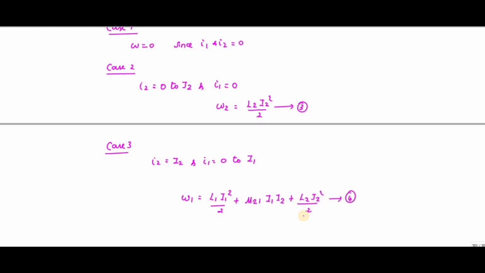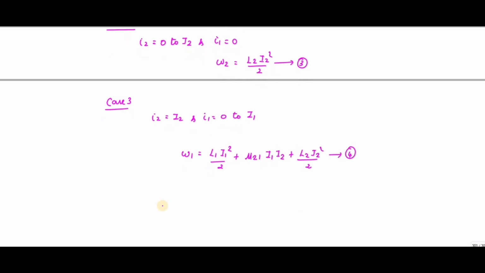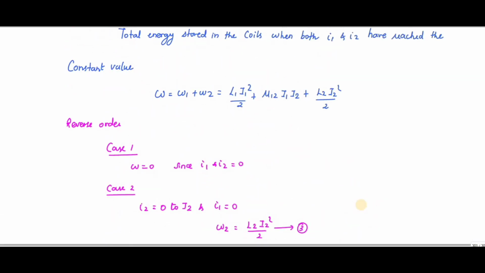So if I add this omega 1 and omega 2, I will get L1 I1 square divided by 2 plus L2 I2 square divided by 2 plus M21 I1 I2. So this is your sixth equation and this is your seventh equation.